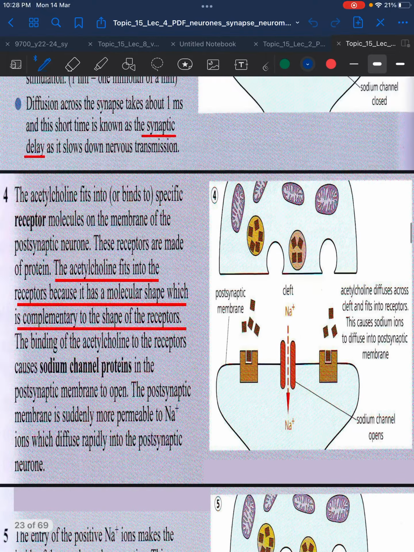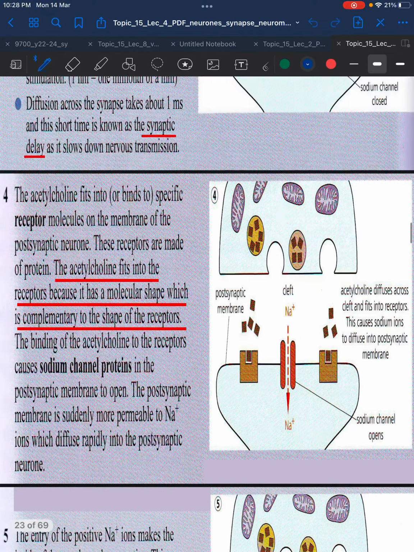If we talk about the synapse, the arrival of action potential at the presynaptic membrane causes calcium to enter. Then the vesicle will fuse with the presynaptic membrane and release acetylcholine. Acetylcholine binds to the receptor, sodium channels open, and sodium enters. The entry of sodium will depolarize. What is depolarize? Depolarize means inside positive, outside negative. And when it's depolarized, then action potential will occur.